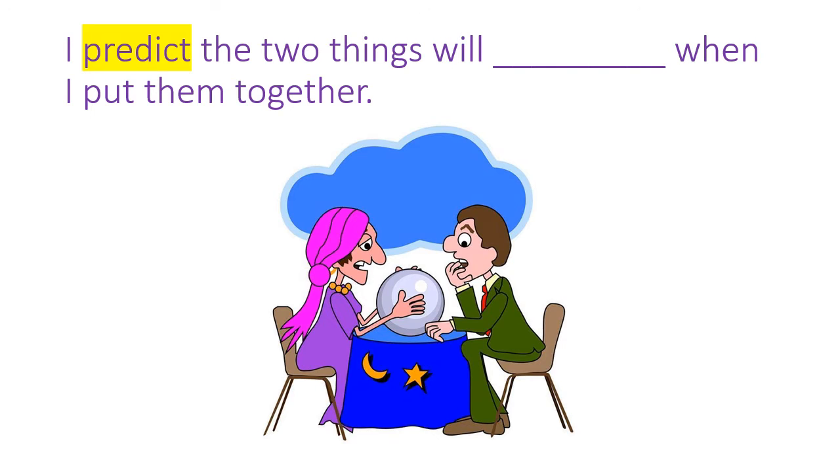So following our question, we make a prediction. A prediction is an idea about what will happen, before we test it. Okay, so what will happen before we put those things together? What do you predict? So if you had this in grade 3, maybe you have an idea. If you didn't learn this in grade 3, then keep listening to this lesson. You can say, I predict the two things will action, whatever the action is, when I put them together.